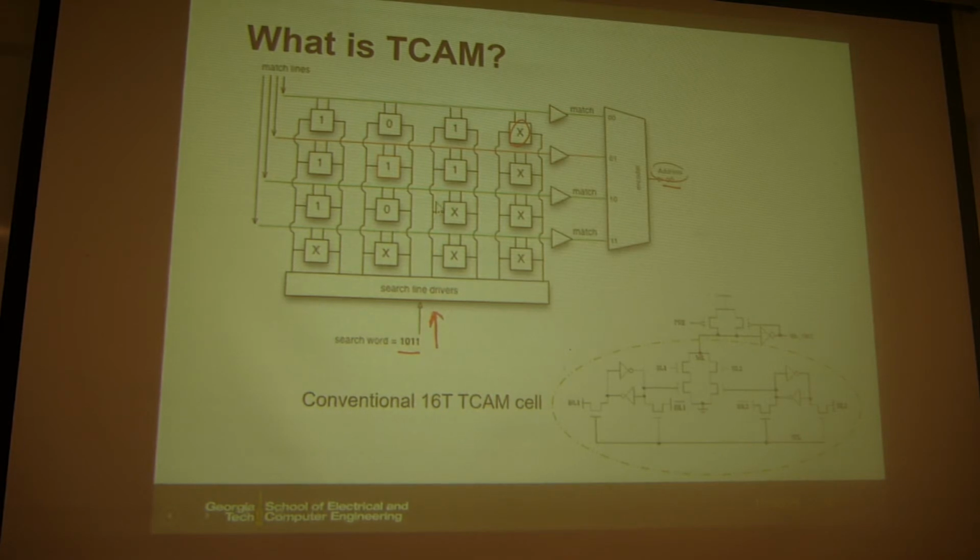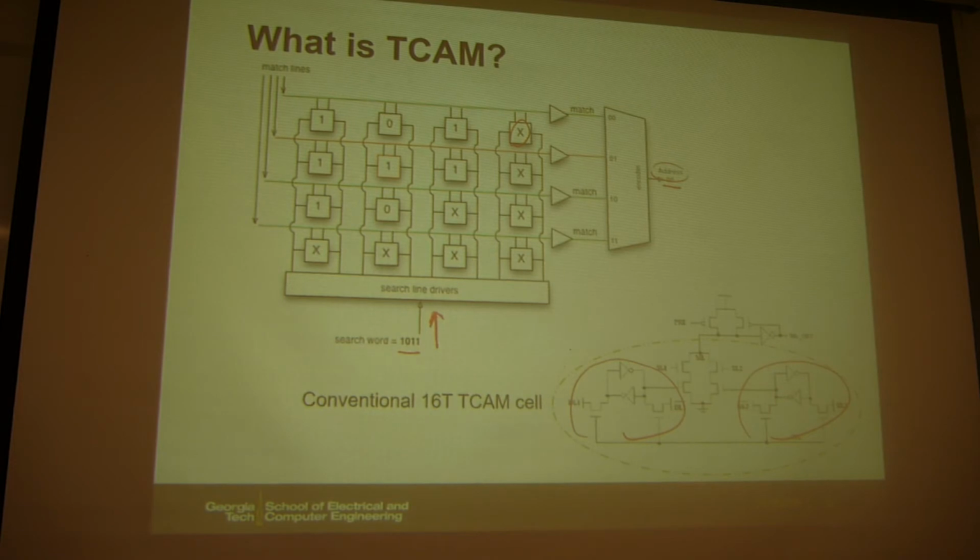So to implement this function, if you use CMOS technology, for each box there you need 16 transistors. So it's called a 16T TCAM cell. And this is a circuit schematic. Essentially, you have two SRAM cells here. This is one SRAM, and this is another SRAM. And the reason you have two is because you have to implement this X don't care condition.